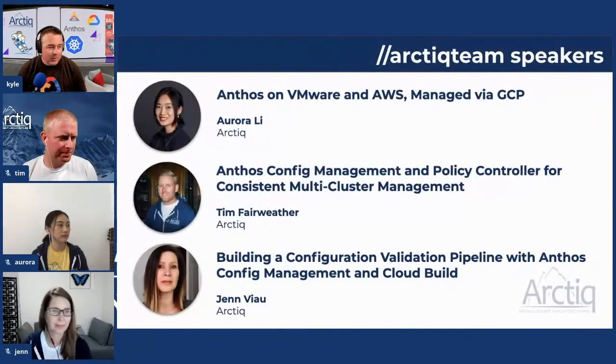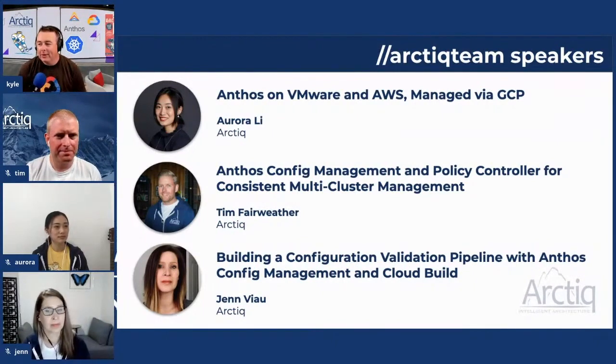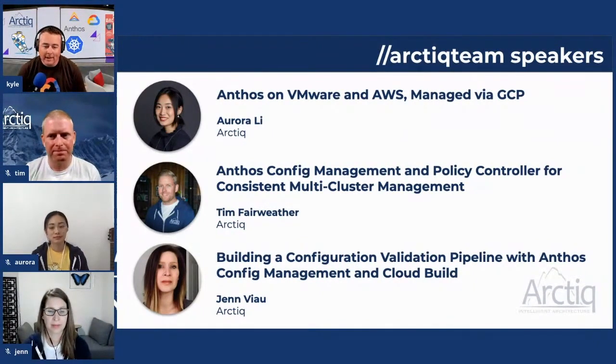I will introduce our speakers, or I guess they'll give a quick introduction of themselves when they do the presentation, but we've got Aurora up first with the demo. Aurora's going to talk about multi-cloud and show you some AWS pieces. Then my business partner, Tim, is going to jump in and cover the Anthos config management policy controller. Basically, he's going to put a bunch of policy in place that will make developers' lives painful if they don't follow the rules, in short. And then Jenn's going to finish up with building configuration validation. So the whole config validator pipeline is not just for applications, it can be for your infrastructure too. So just show that off.